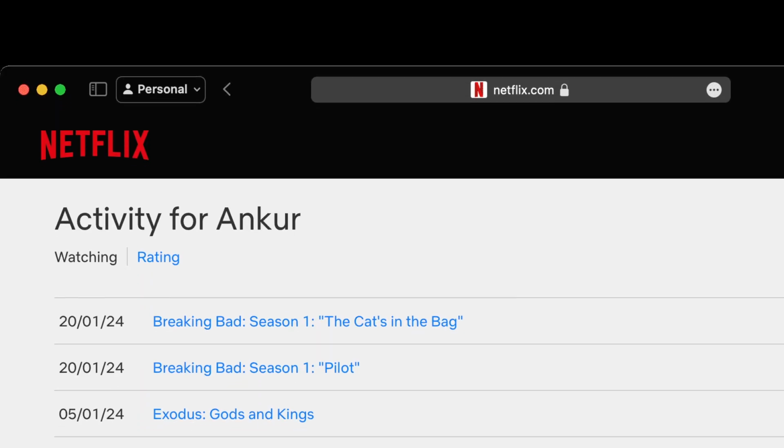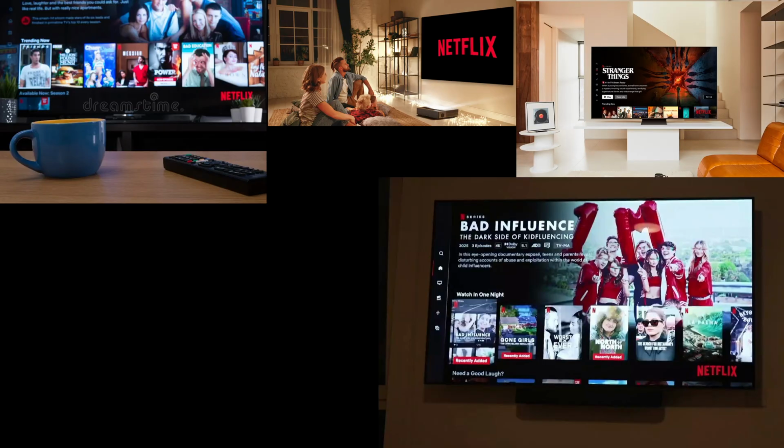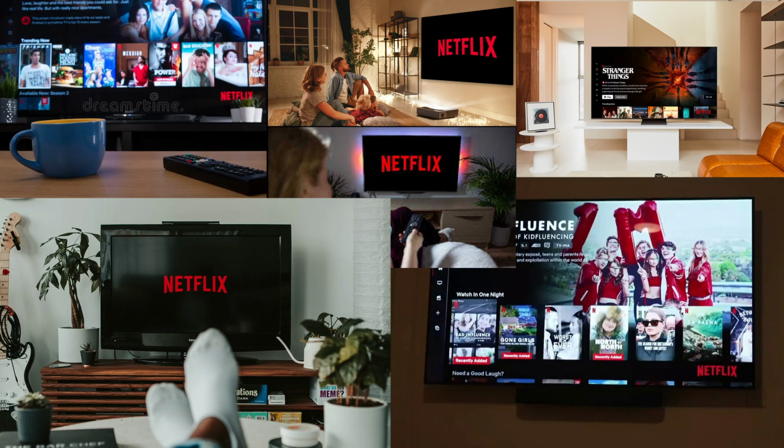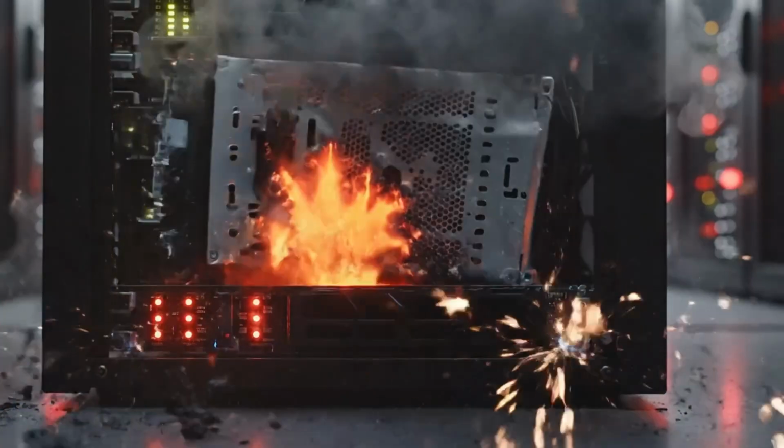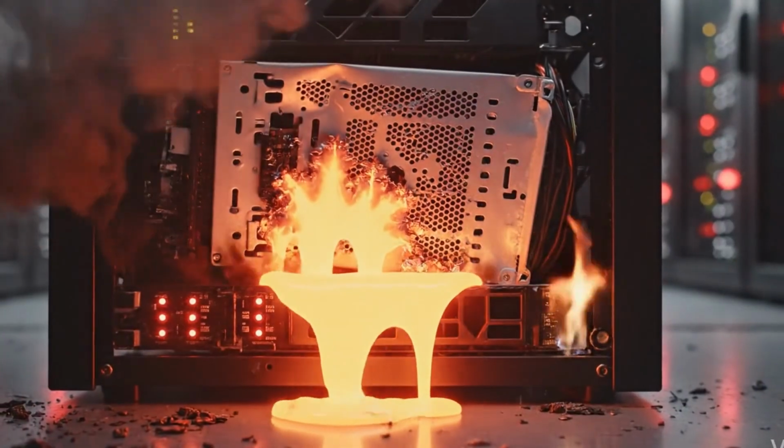First up, sharding. Imagine if Netflix tried to store the viewing history of every single human on Earth on one giant computer. It would melt. It's physically impossible. So instead, they use sharding.